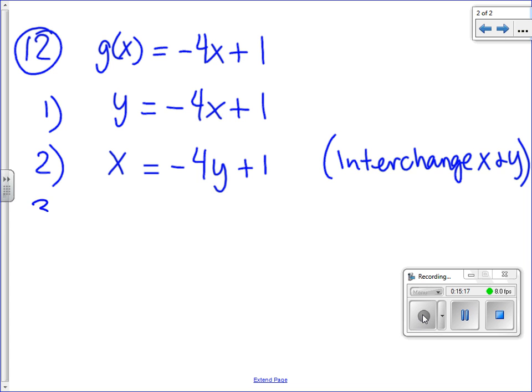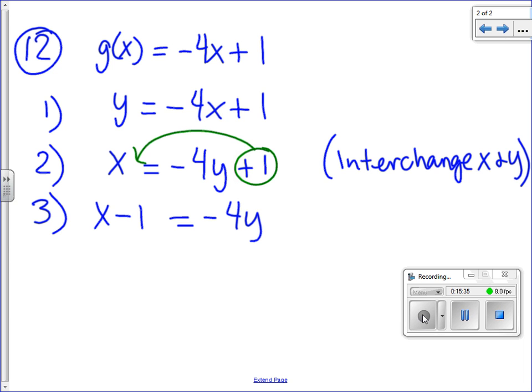Step number 3, we're going to solve for y. So we see that the plus 1 is adding to the y. If I move it across, it will subtract. So x minus 1 is equal to negative 4y.